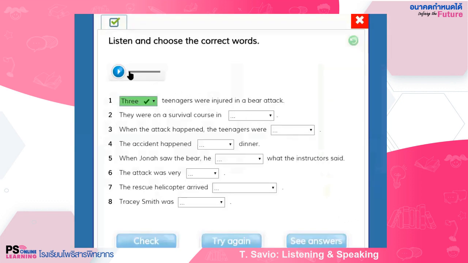Okay, we have to listen once again to this exercise. So let's listen to the exercise once again about the bear attack. Are you ready?